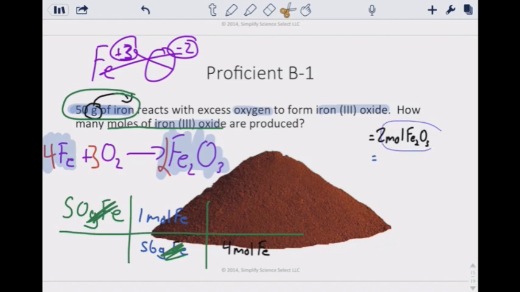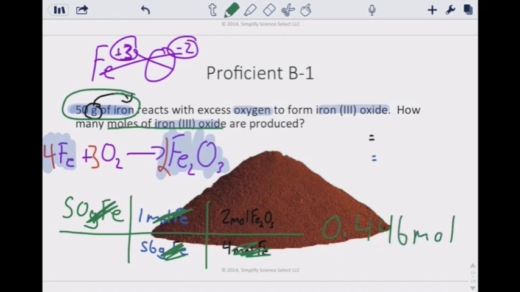Put the other half on top, and we see what happens to those units. It cancels, and 50 times 1 times 2, all divided by 56 times 4, will give us 0.446 moles of iron(III) oxide.